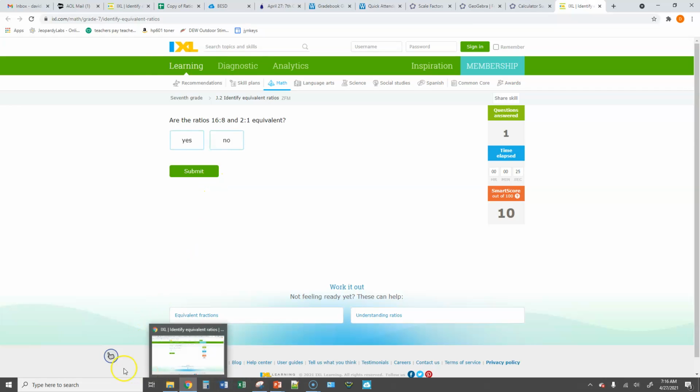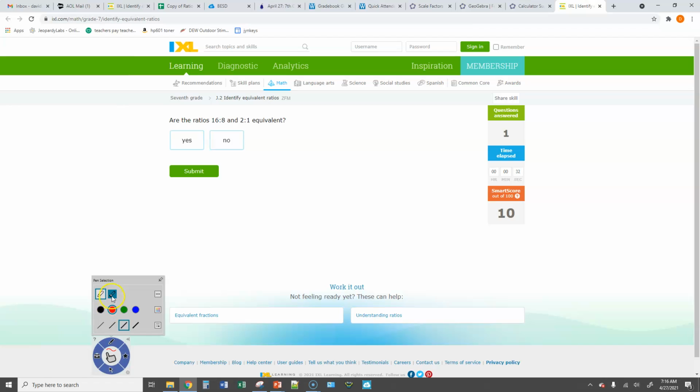Or you could set it up this way. You could do, if I can get my pen to work. Sorry, my pen apparently isn't working right now, so we're not going to worry about it. But you could set it up as 16 over 8 equals 2 over 1, and then multiply and divide and see if it comes out the same. That would absolutely work.